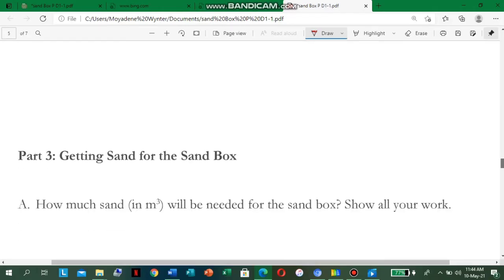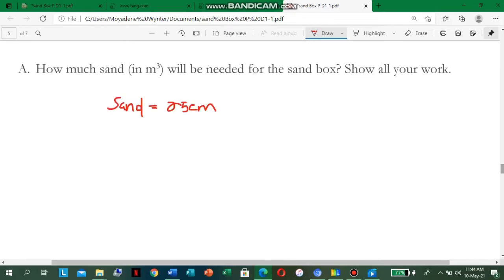So therefore we have to do some conversion now, because it says how much sand in cubic meter will be needed for the sandbox. Show all working. So this is in centimeter, and we want to find this in meters now. In order to do the conversion, we have to divide 25 by 100, because 100 centimeter make 1 meter. So we divide the 25 by 100.